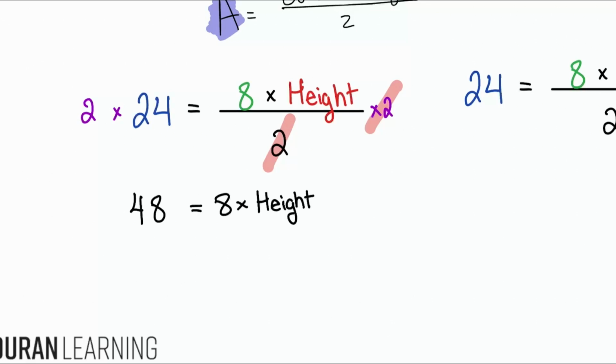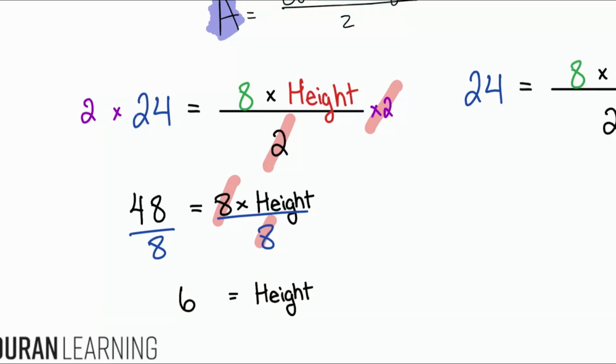Yeah, we're going to divide by 8 on both sides. Exactly. So I'm going to divide by 8. And everybody, what is my height going to be? My height is going to end up being what? Yeah, it's going to end up being 6.